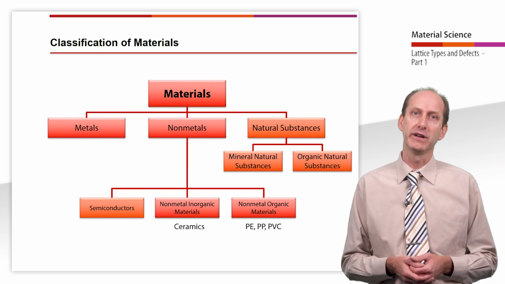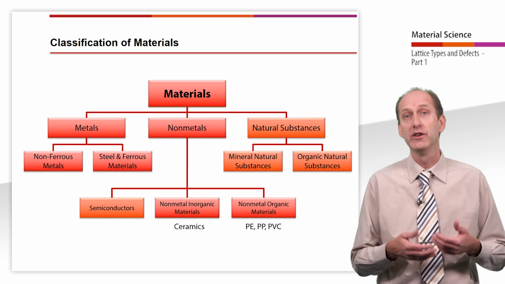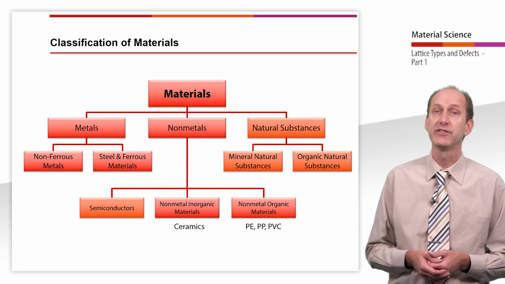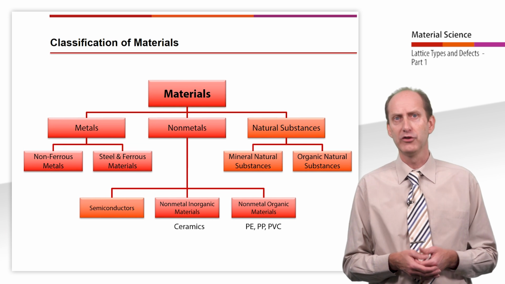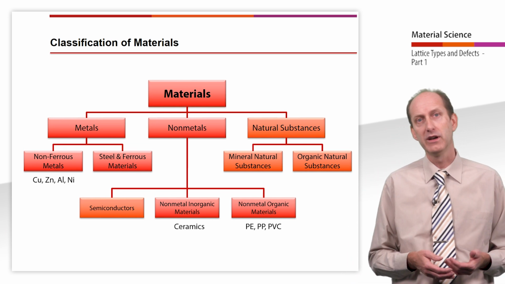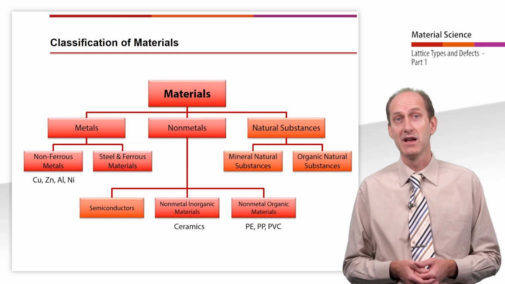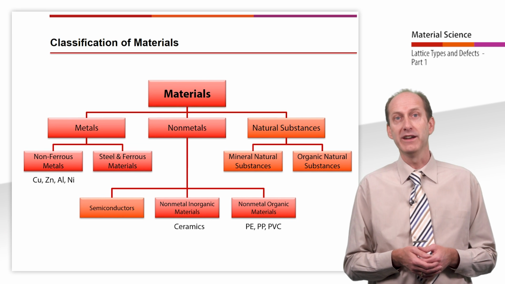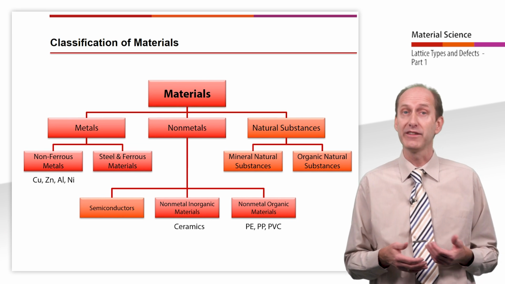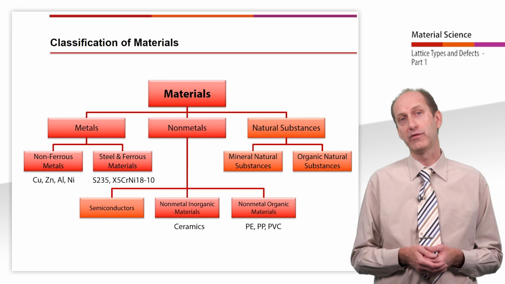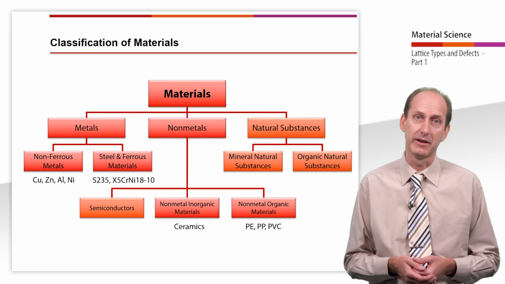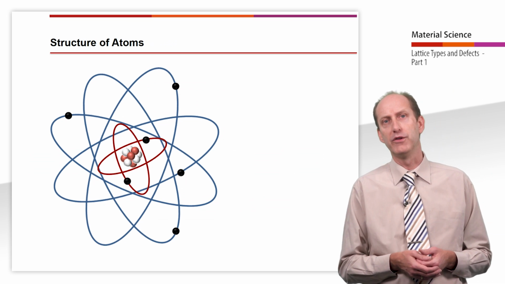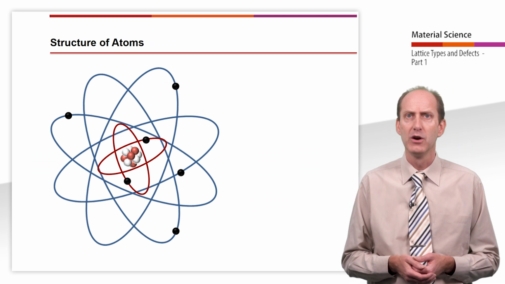Within the category of metallic materials, the focus is on steel and ferrous materials. All other materials are known as non-ferrous metals. This includes, for example, copper, tin, aluminum, and nickel. After working through the following videos, you will also know what is meant by designations such as S235 or X5CrNi1810.